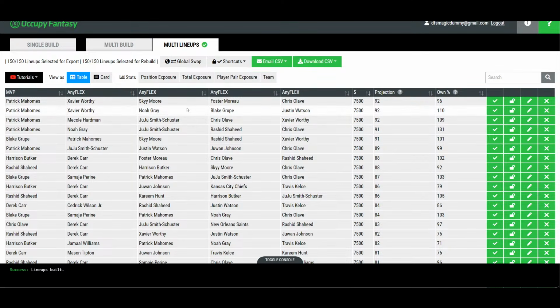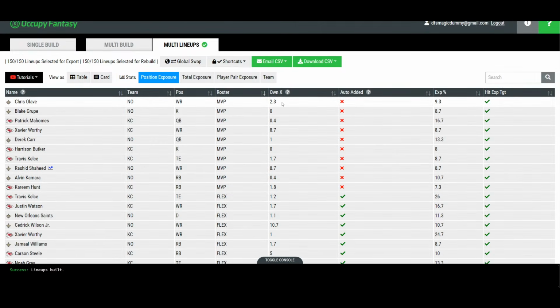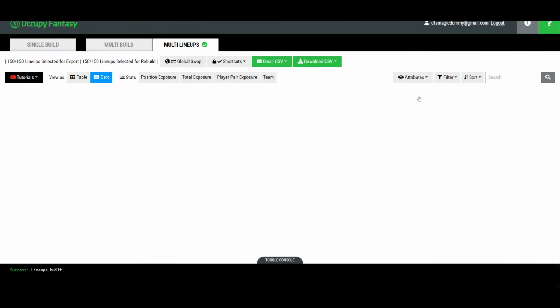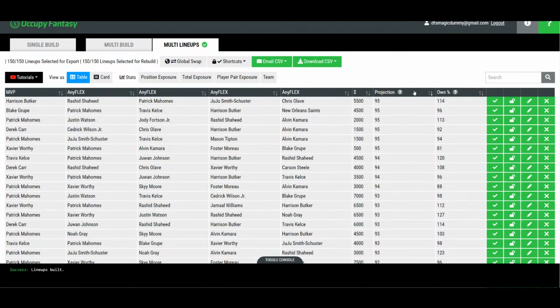Cool. All right. What did the builder think? If it's just randomly building, let's just see. The builder thinks get overweight on Olave, don't get overweight on Mahomes. But again, we put in a bunch of MVP, so it's going to look like this. Instead, let's look at the cards, the card view. Actually, let's look at table view. And let's sort by projection. Let's see which lineups are popping up near the top with our rules.